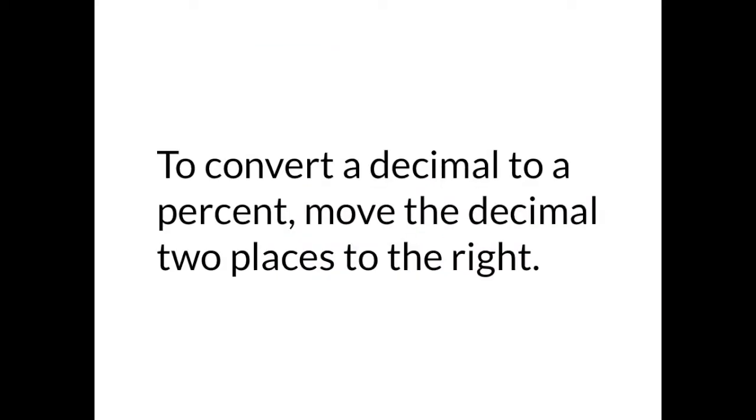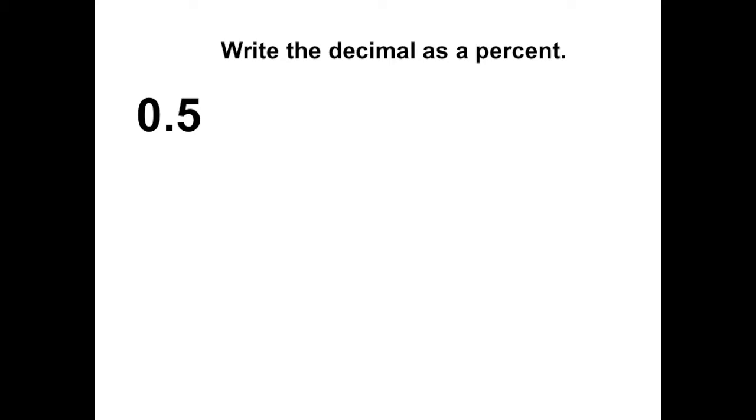To convert a decimal to a percent, move the decimal 2 places to the right. Write the decimal as a percent. Since the 5 is in the tens place, we can rewrite this as 5/10.